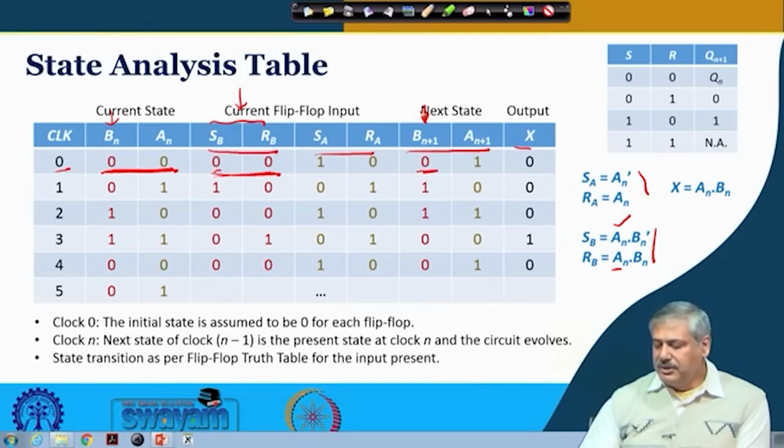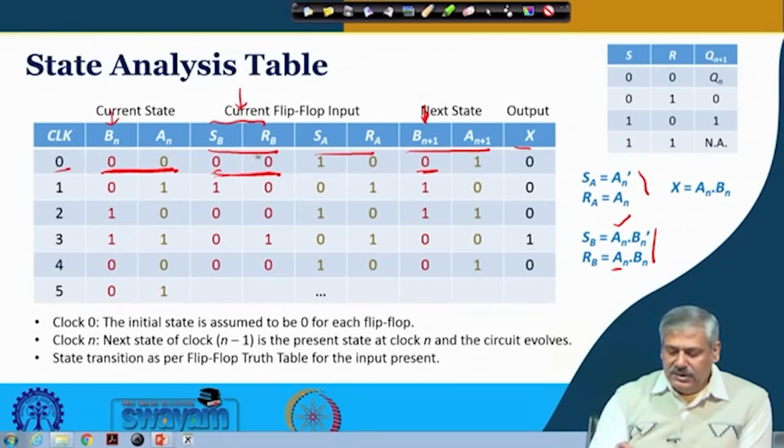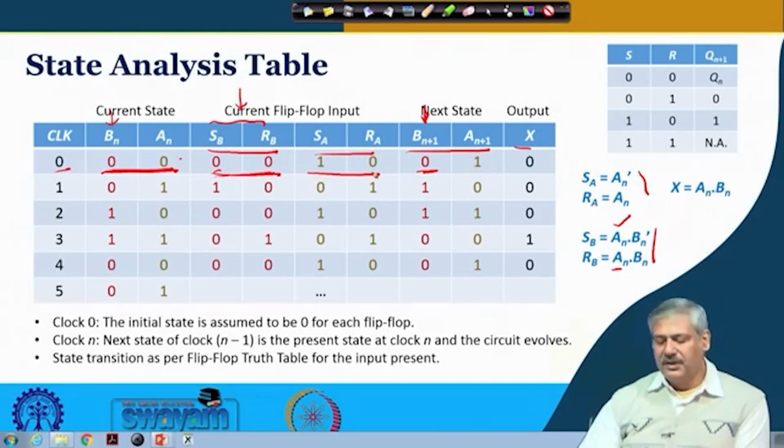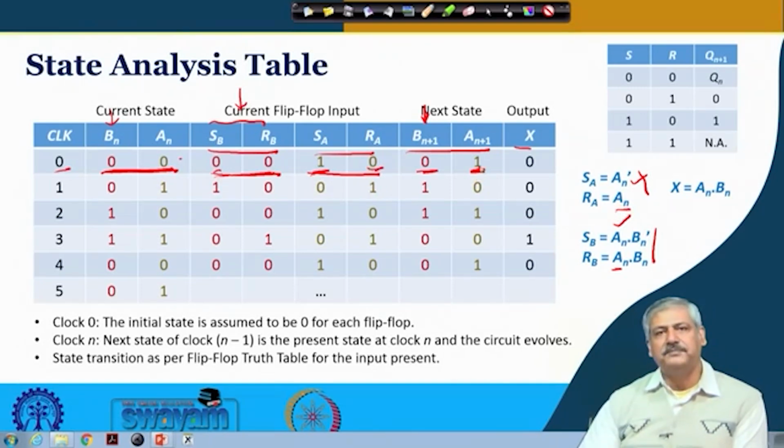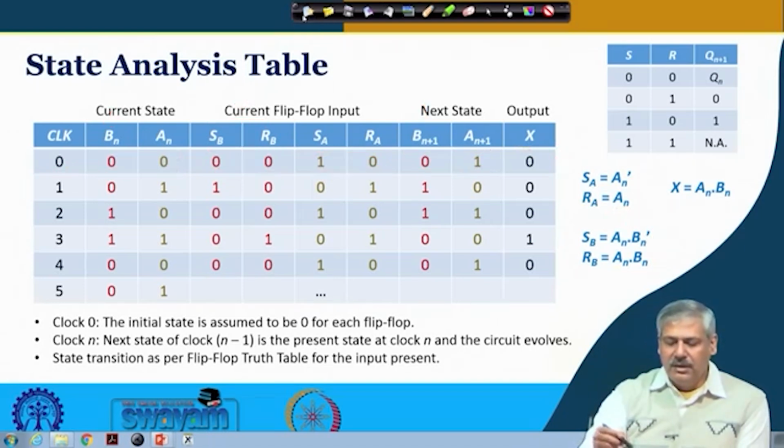Right? So, that is what you would see. And if you look at SA and RA, it is the inverse of n, okay, n bar. So, n is 0, so SA becomes 1 and RA becomes n itself, so it is 0. So, 1 0, so it will get set. So, this is 0 1. Is it clear or not? The first row, only the first row. Okay, right.